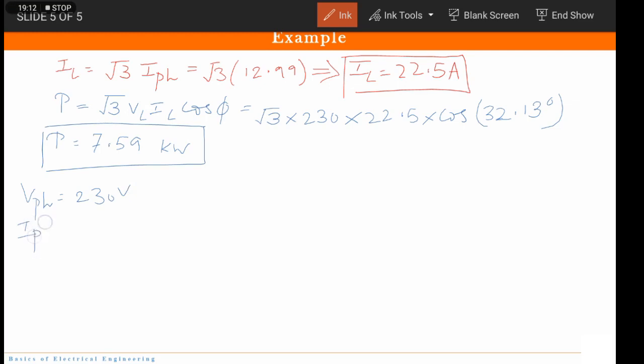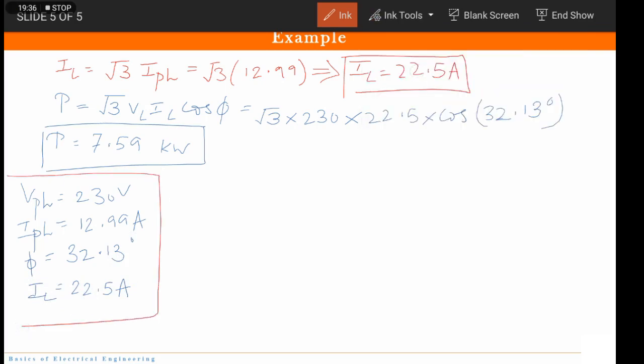Then I want phase current also. So that was 12.99 amperes. Then I would require phi. So it was 32.13 degrees. And then the line current. That was 22.5 amperes. So these values are required.